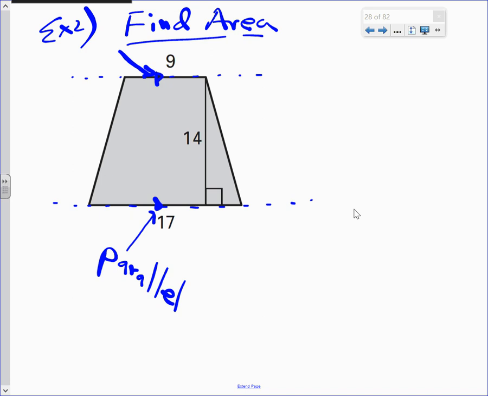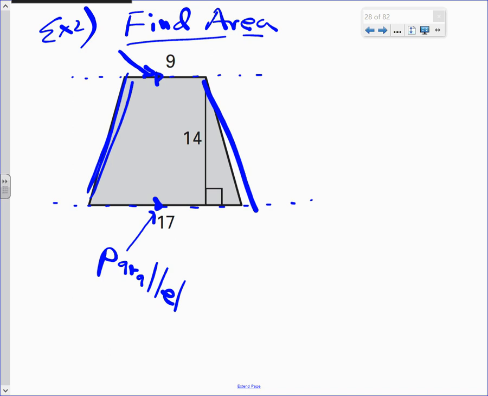So a trapezoid is a 4-sided figure with one pair of parallel sides. These two are definitely not parallel. Look at these two sides. They're going to end up connecting up there somewhere if you were to extend them. So it's a special kind of 4-sided figure with one pair of parallel sides.